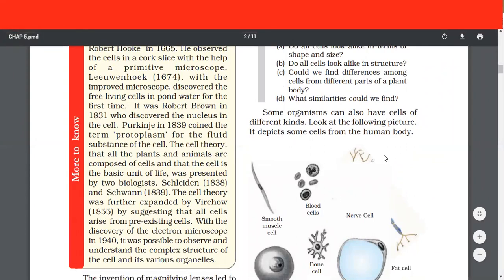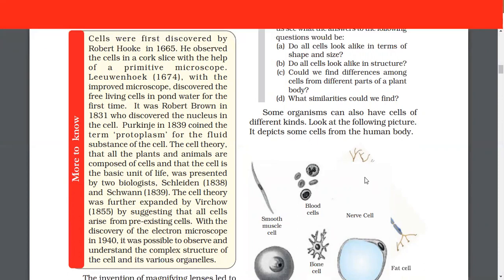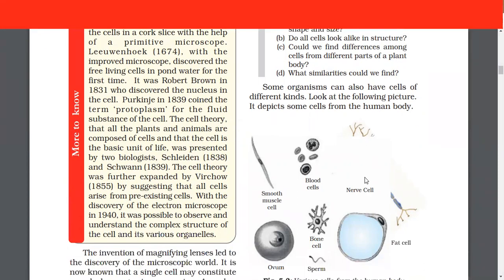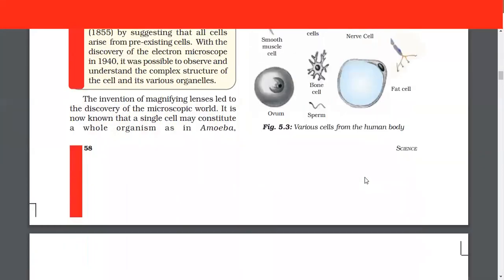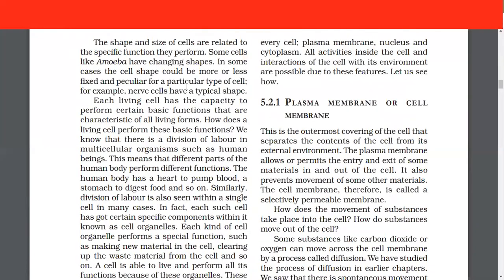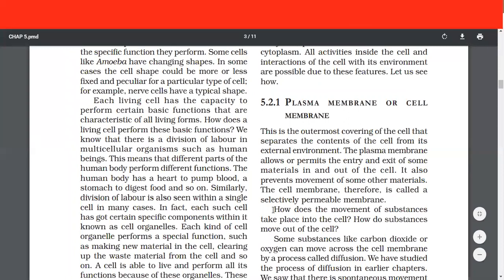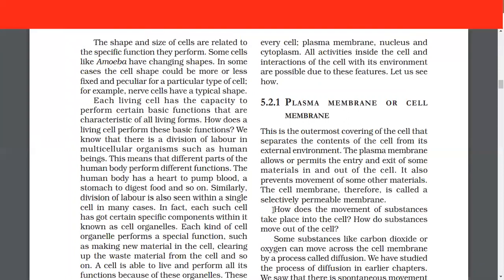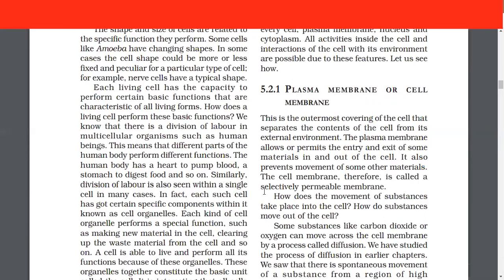Some organisms can also have cells of different kinds. Let us look at the picture. It depicts some cells from the human body. The shape and size of cells are related to the specific function they perform. Some cells, like amoeba, have changing shapes. In some cases, the cell shape could be more or less fixed and peculiar for a particular type of cell. For example, nerve cells have a typical shape.